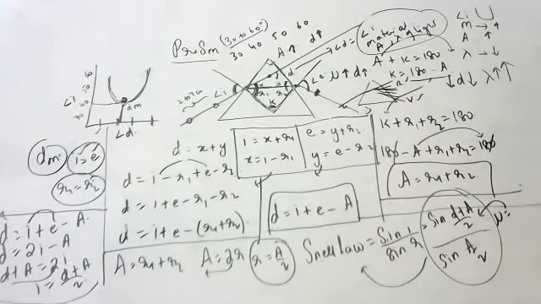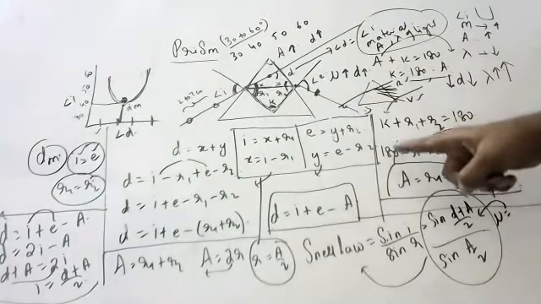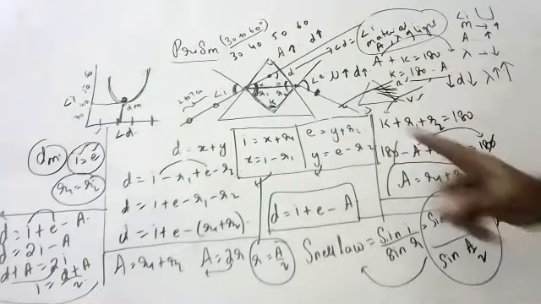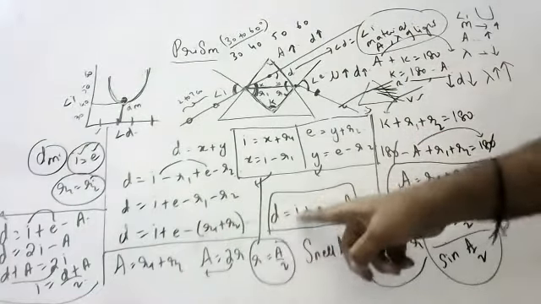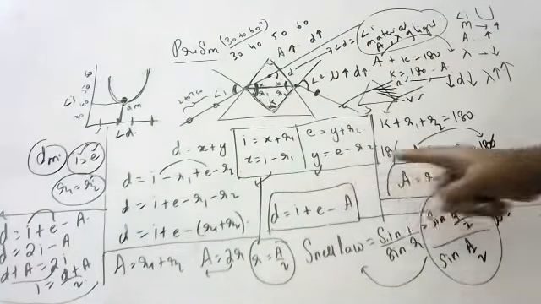Opposite angles are supplementary. So k is equal to 180 minus A. For the second formula, I got A is equal to r1 plus r2. But r1 plus r2 is A, so D is equal to I plus E minus A. These are the two formulas.